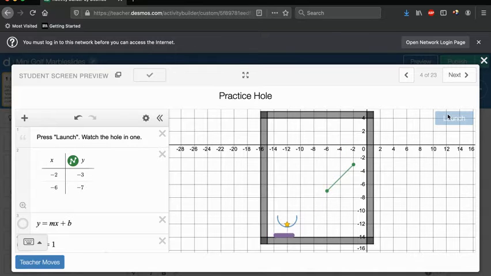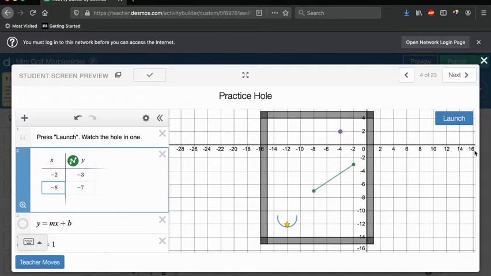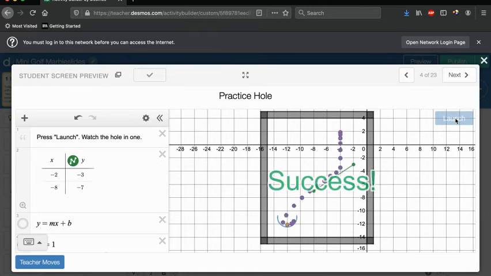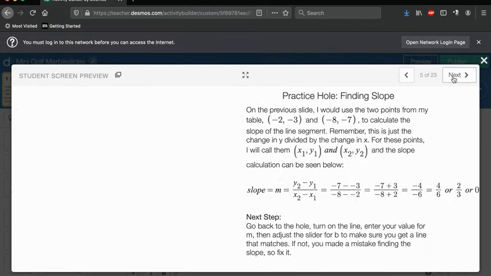Closer, but still pretty far off. So maybe I'm going to change this coordinate to -8. There you go. I've got it. So now I know I've solved this hole. I want to keep these points in mind. So the -2, -3, -8, -7.